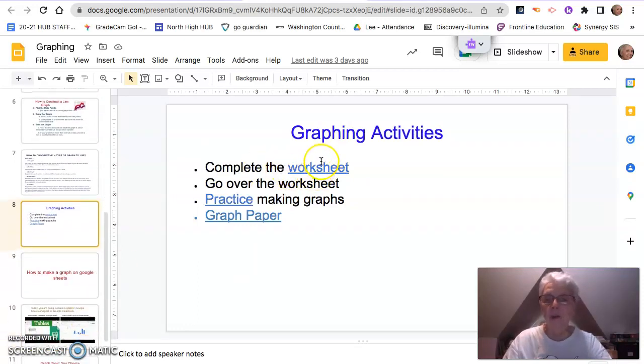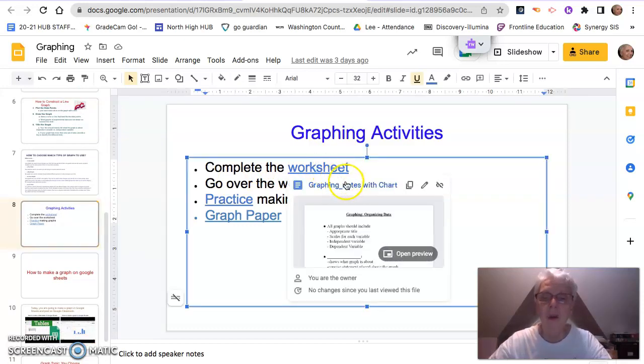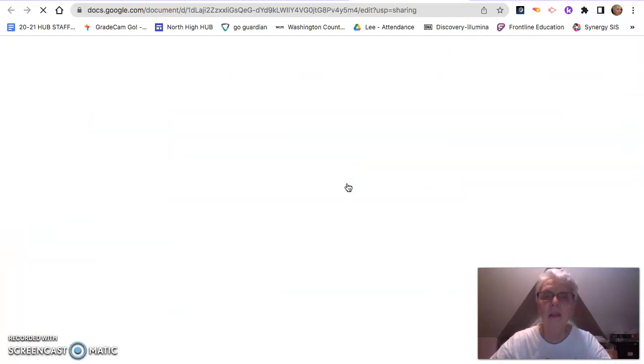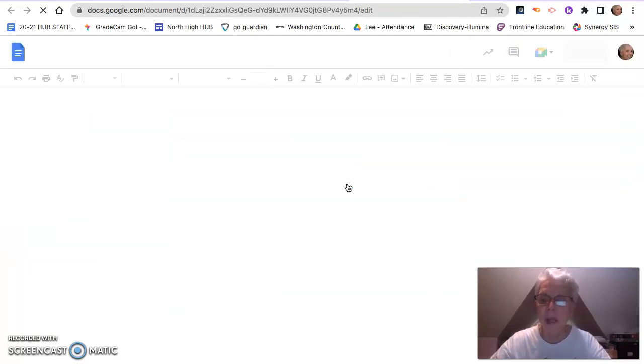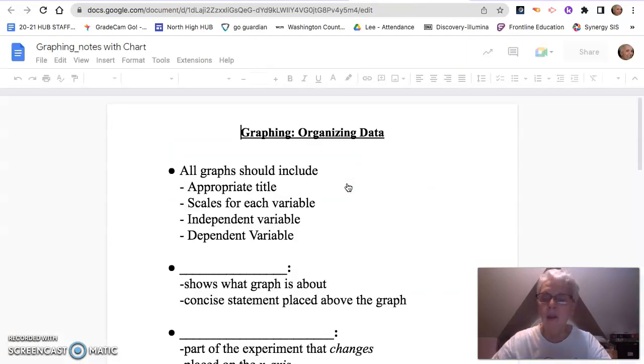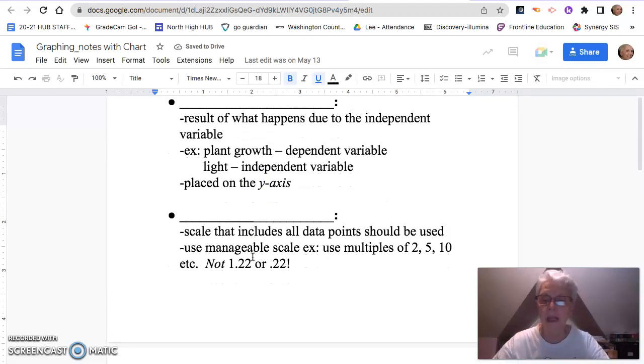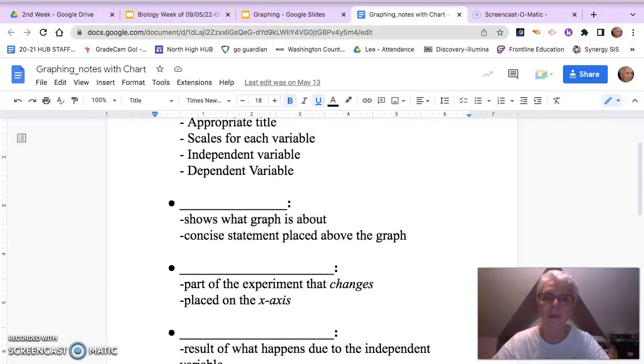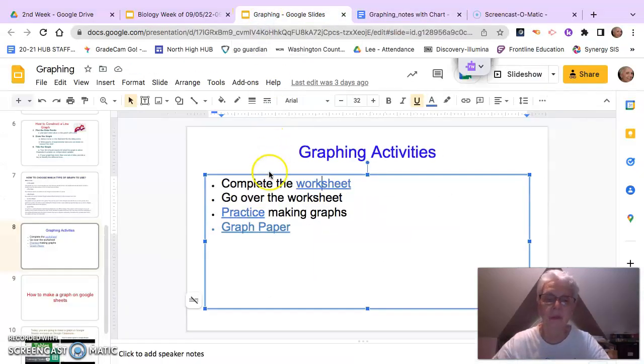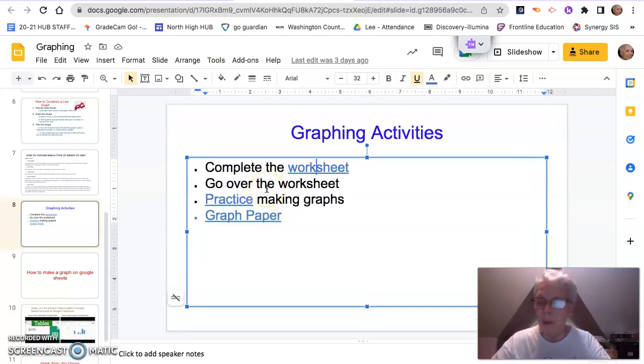The next thing we're going to do is complete a worksheet. So what does this worksheet look like? Well, this worksheet is going to be a fill in the blank. And basically you're going to use your notes and these 4 terms to fill these blanks in. Then we will go over the worksheet together in class.